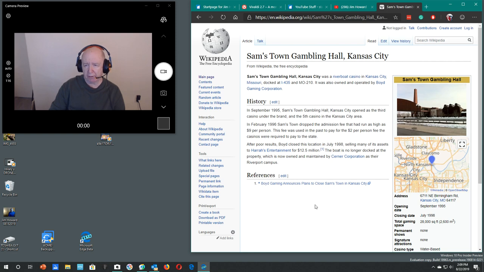Samstown Gambling Hall, Kansas City, Missouri. Samstown Gambling Hall was a riverboat casino in Kansas City, Missouri, docked at I-35 and Missouri 210. It was owned and operated by Boyd Gambling Corporation. In September of 1995, so that was about, what, 2 years later, it opened as the third gambling casino under that brand and the fifth casino in the Kansas City, Missouri area.